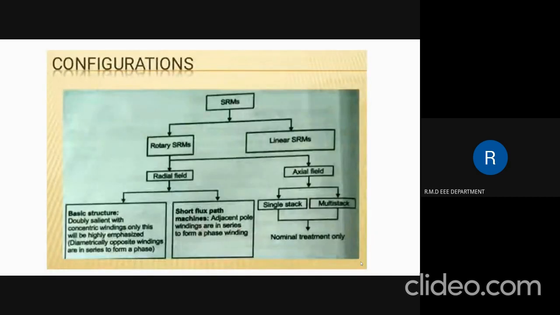Now about the construction of the switch reluctance motor and the configurations of the switch reluctance motor. In this configuration, SRM is classified as rotary SRM and linear SRM. Rotary SRM is again classified as radial field SRM and axial field SRM. The axial field consists of two configurations, that is the single stack and multi-stack configuration. And the rotary radial field consists of a basic structure which is doubly salient, and there is a short flux path machine. There are two types of it.